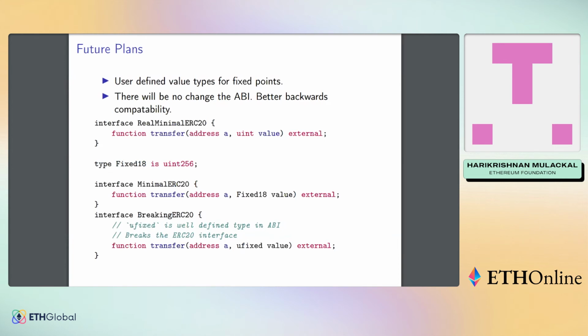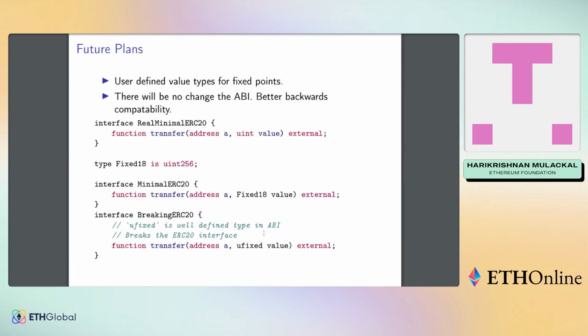It's exactly like uint256. And more importantly, there is no change in the ABI. So the ABI is going to be exactly the same as if you used uint256, but it's more type safe.